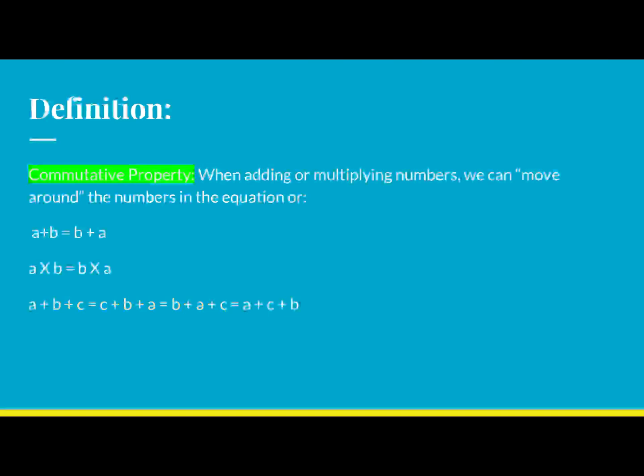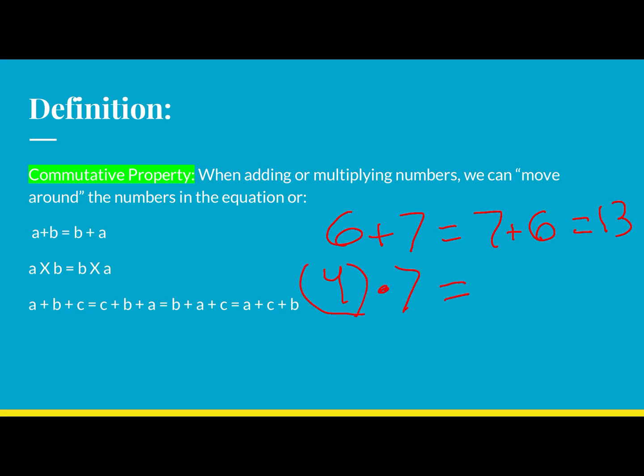So if you look at this with some numbers, we can see that 6 plus 7 is equal to 7 plus 6, and both of these are equal to 13. Now similarly, 4 times 7 is equal to 7 times 4, which is equal to 28. Now it's easy to see that the commutative property holds here because both of these expressions will equal the same number.